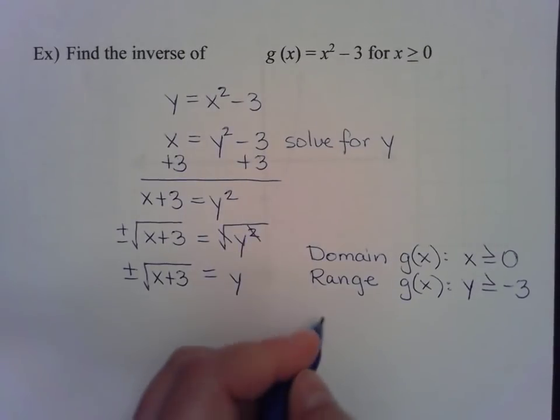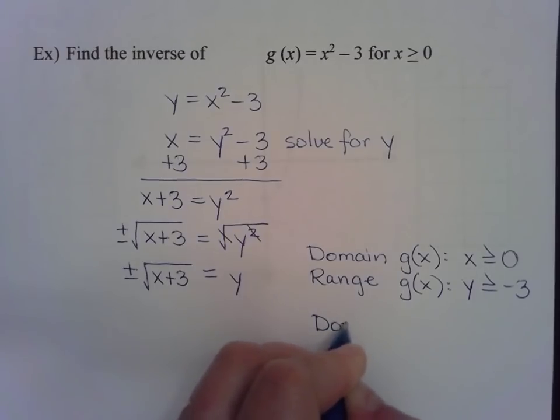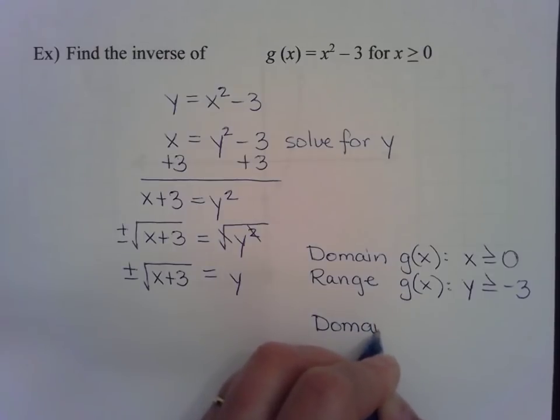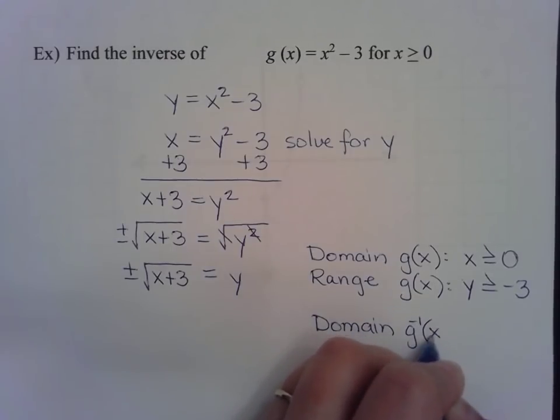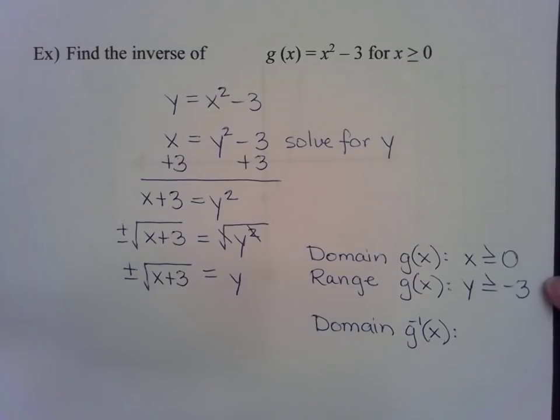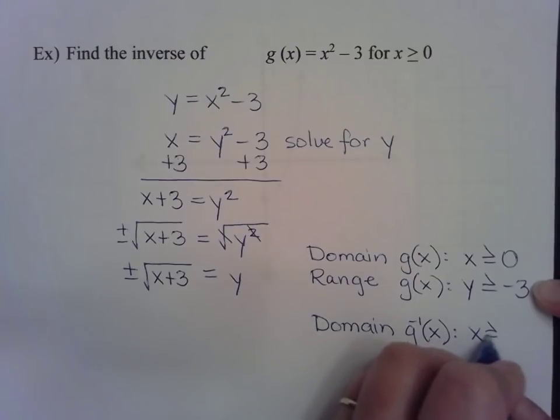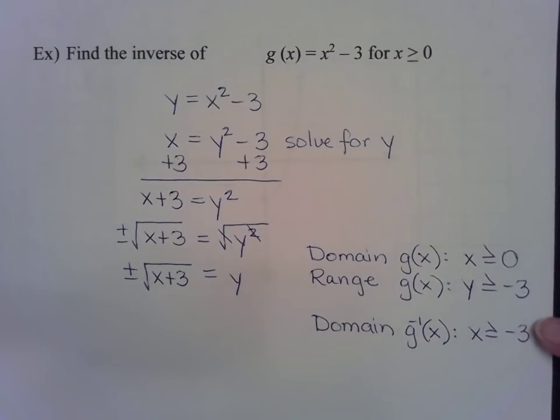Okay, for the inverse of g, these are going to swap. Right, so the domain for g inverse of x will be the same as the range for the original function. So I need x values greater than or equal to -3. If you think back to what we've learned about square roots, the inside has to be positive. So the smallest number we could put in here would be -3. And that matches up with this. Okay, so that's great.